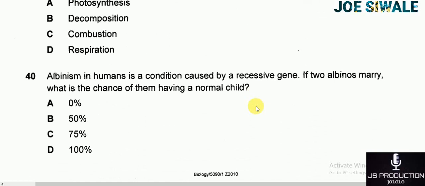Question 40 reads, albinism in humans is a condition caused by a recessive gene. If two albinos marry, what is the chance of them having a normal child? So here, a recessive gene is a gene that combines with a dominant allele in a heterozygous state. So I have A 0%, B 50%, C 75%, and D 100%. So the chance of having a normal child is 0%, which is A.